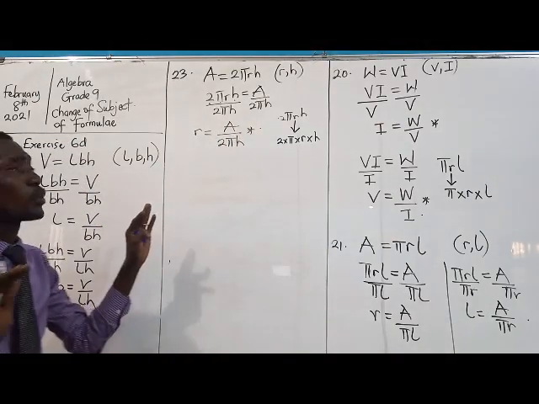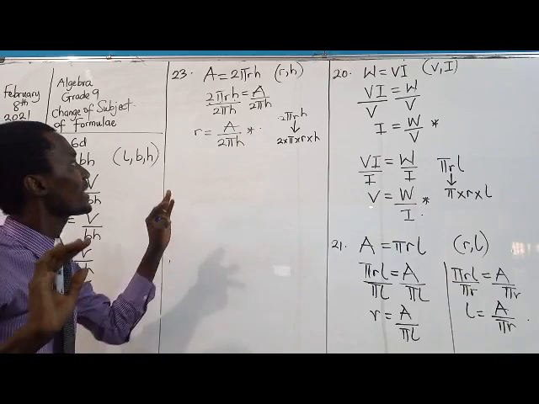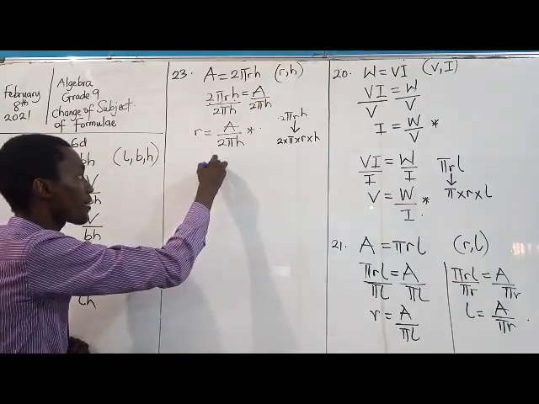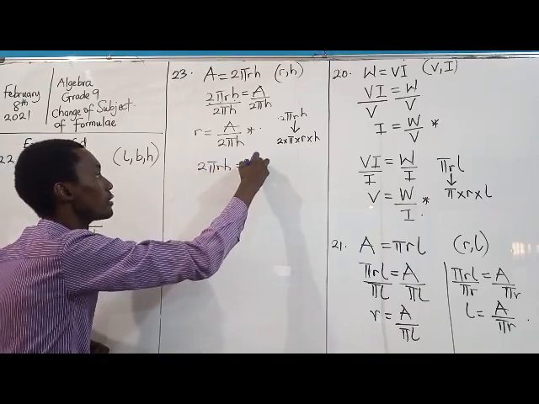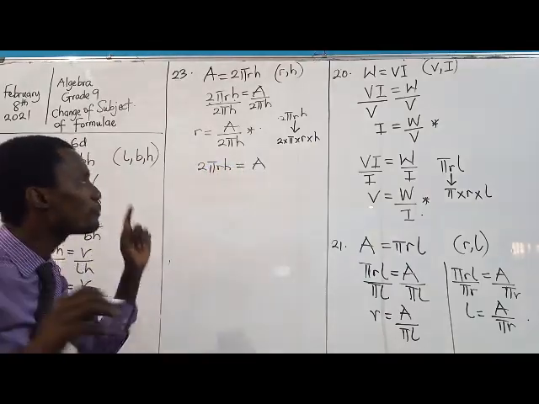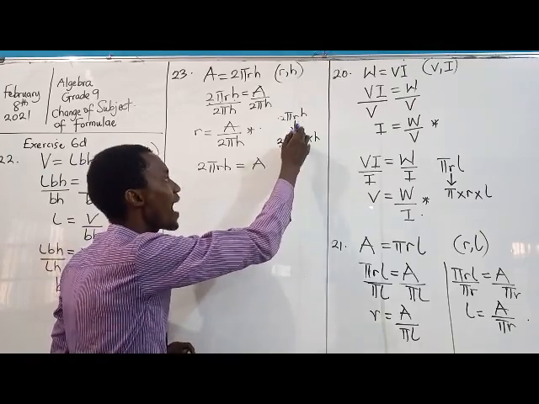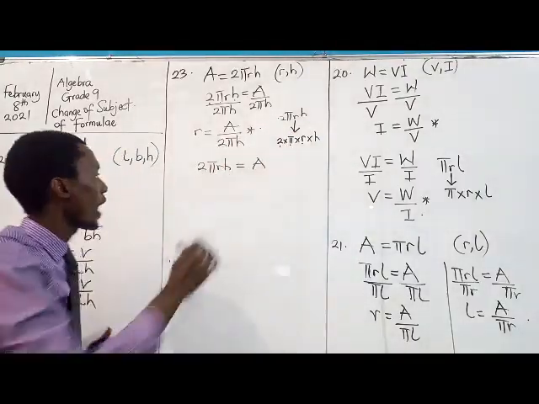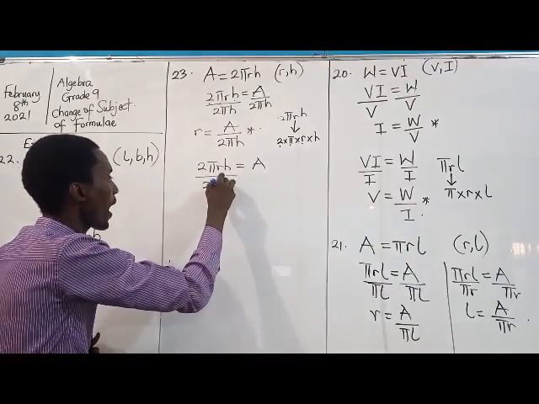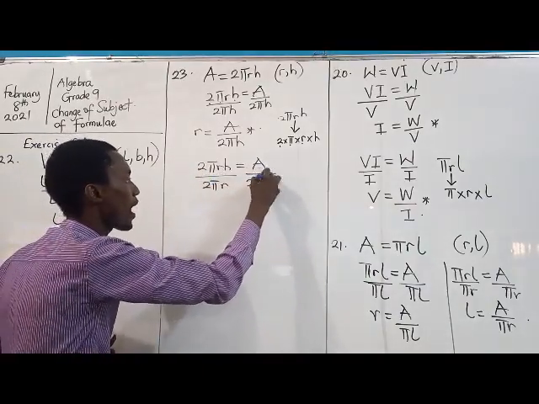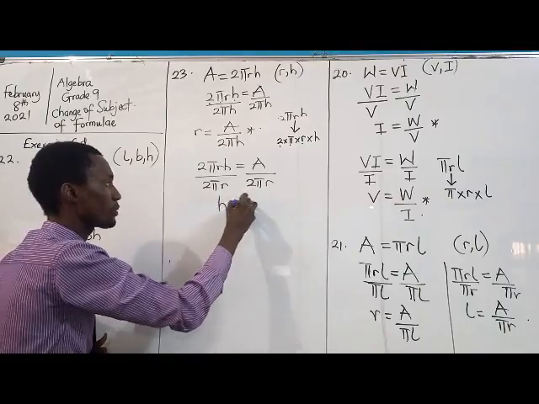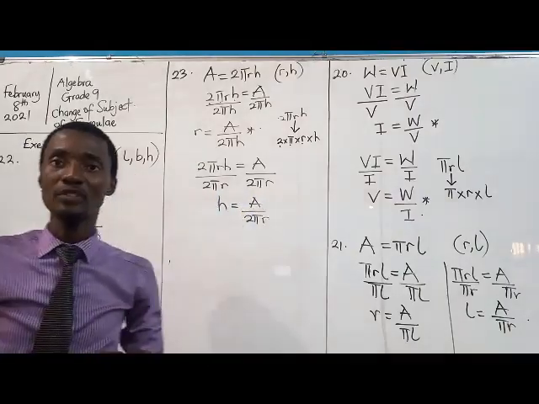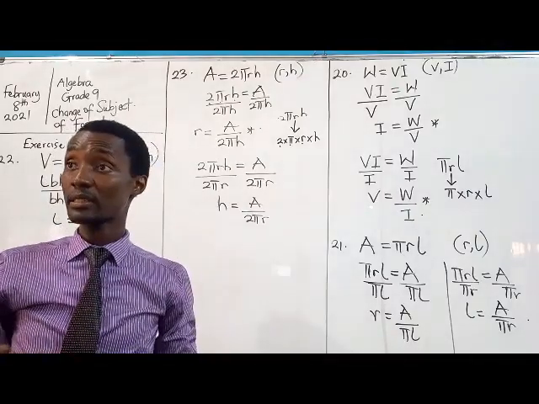Now, what happens if we are interested in getting h? We will start by writing this again, and then we divide by 2 pi and r, because we need h. And so we go 2 pi r over 2 pi r, and h will now be equal to A over 2 pi r. That takes care of that question. Did you get it? Yes.